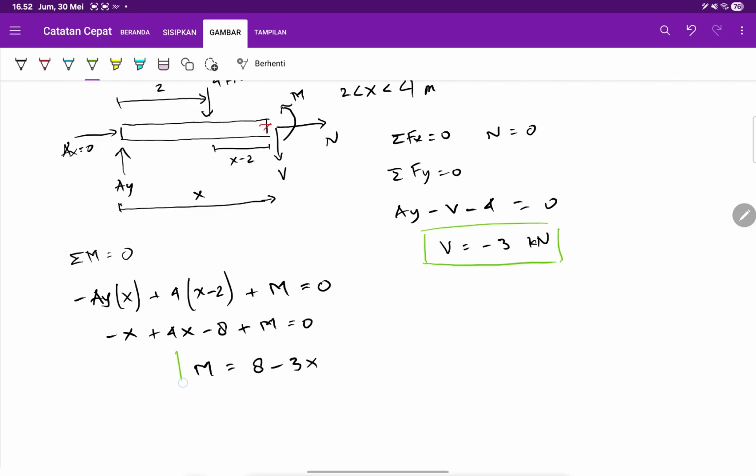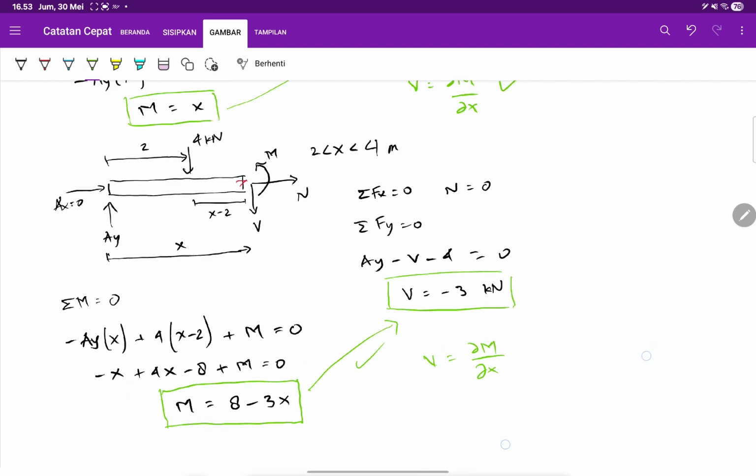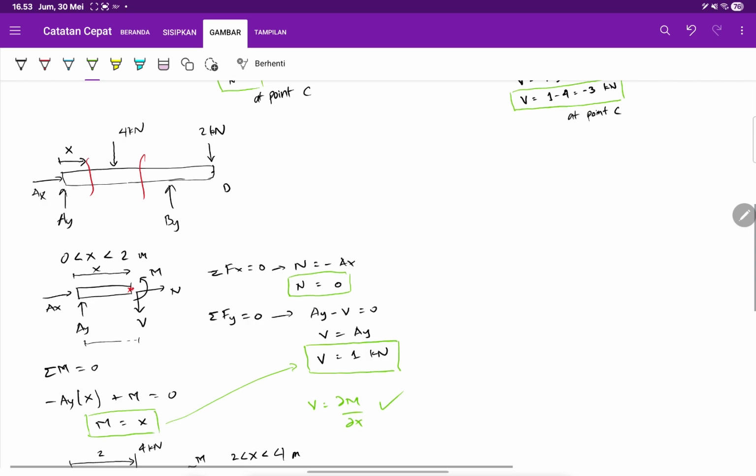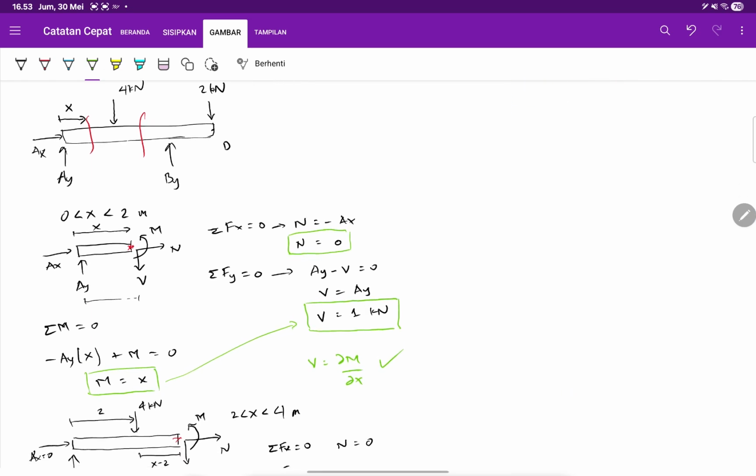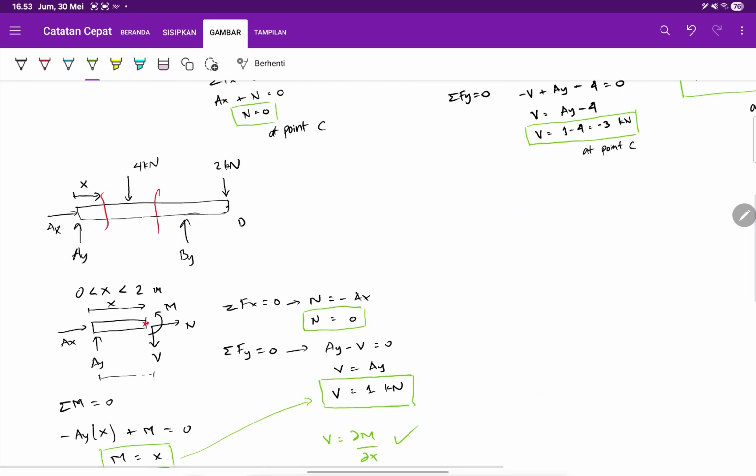To recheck again, take the derivative of m with respect to x. It should be equal to this, and it checks. So it checks, it's correct. That's it. And then for the last one, I will make a sectioning here.